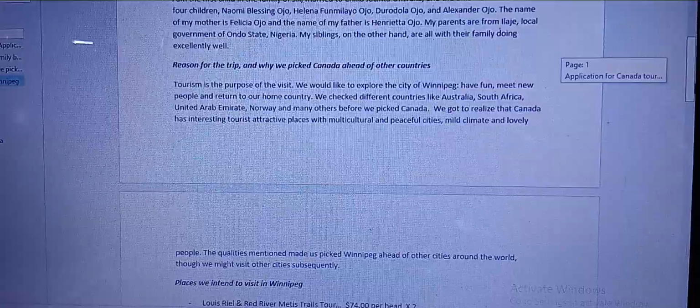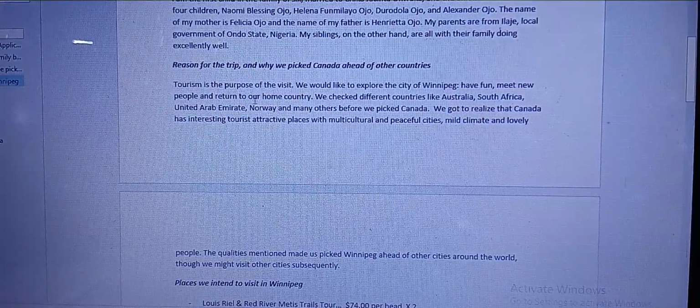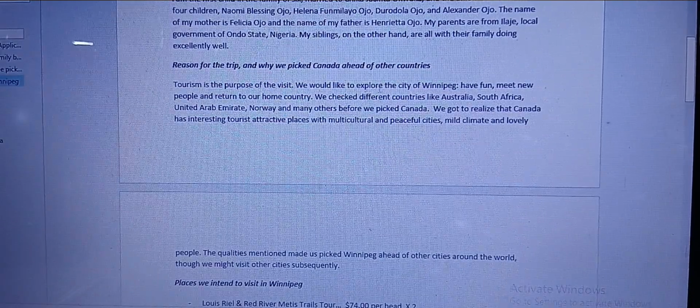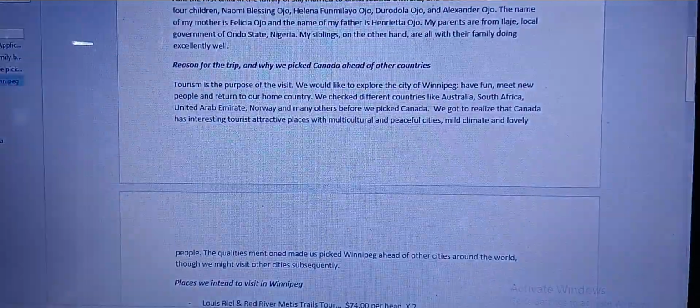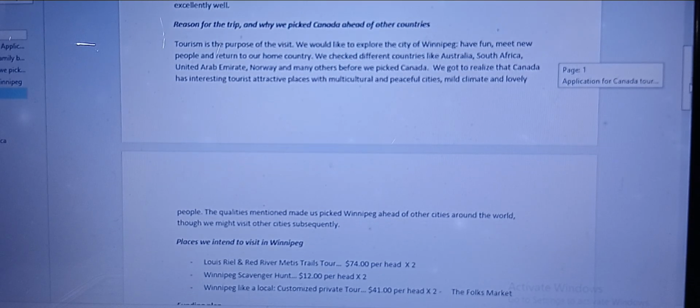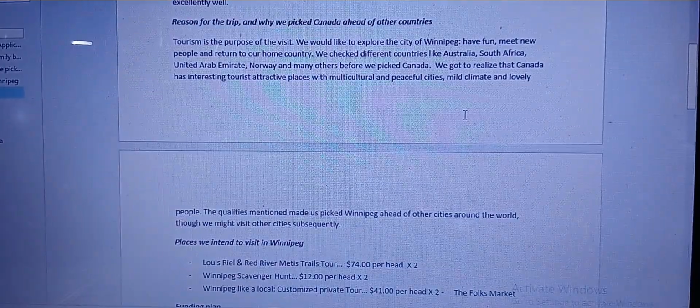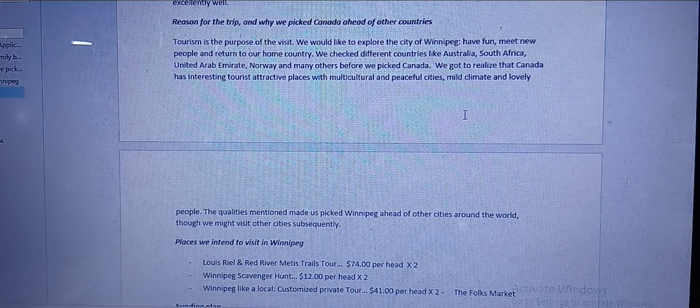So the third paragraph is where you tell them the reason for your trip. So why you picked Canada ahead of other countries. This is where you tell them the core reasons for your trip, because they feel like, why choose Canada ahead of other countries?